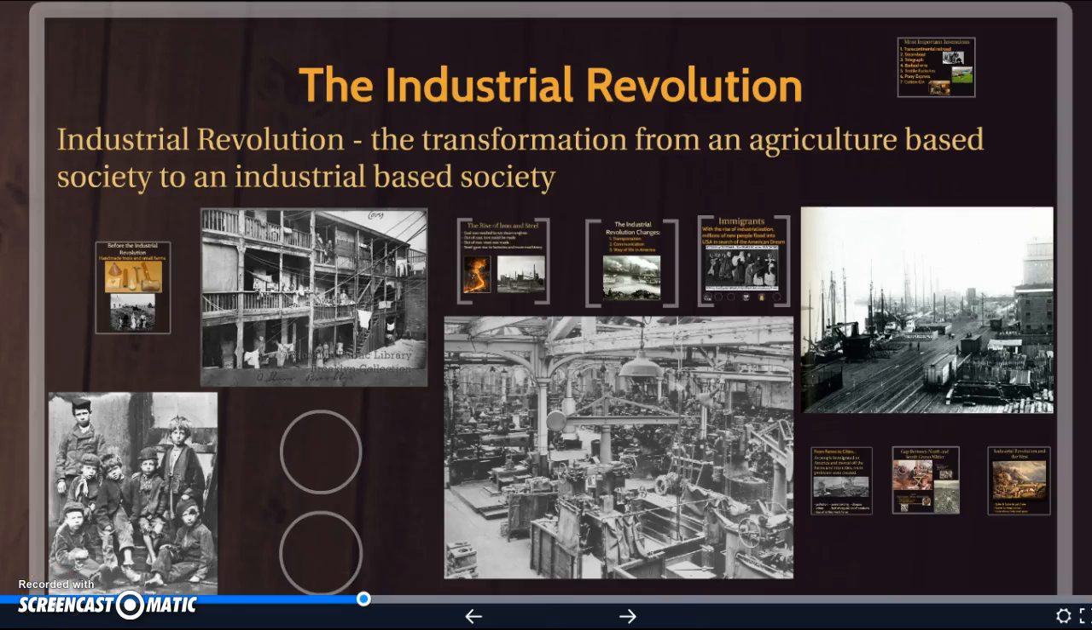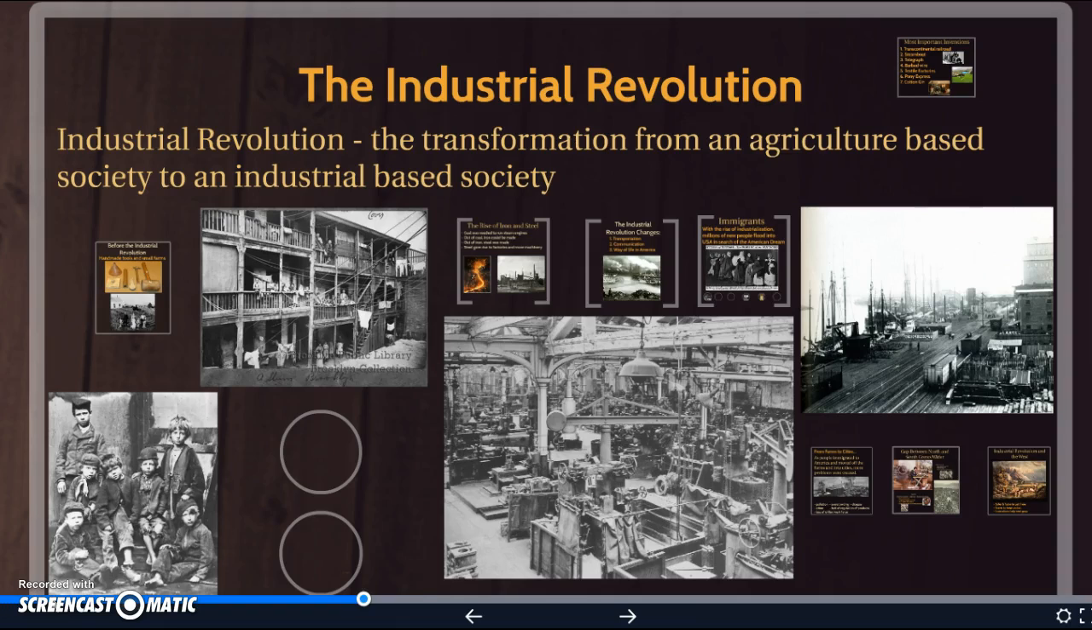Today we are going to be learning about the Industrial Revolution in America and how it changes every way of life in the United States. The Industrial Revolution has an official definition: the transformation from an agriculture-based society to an industrial-based society.